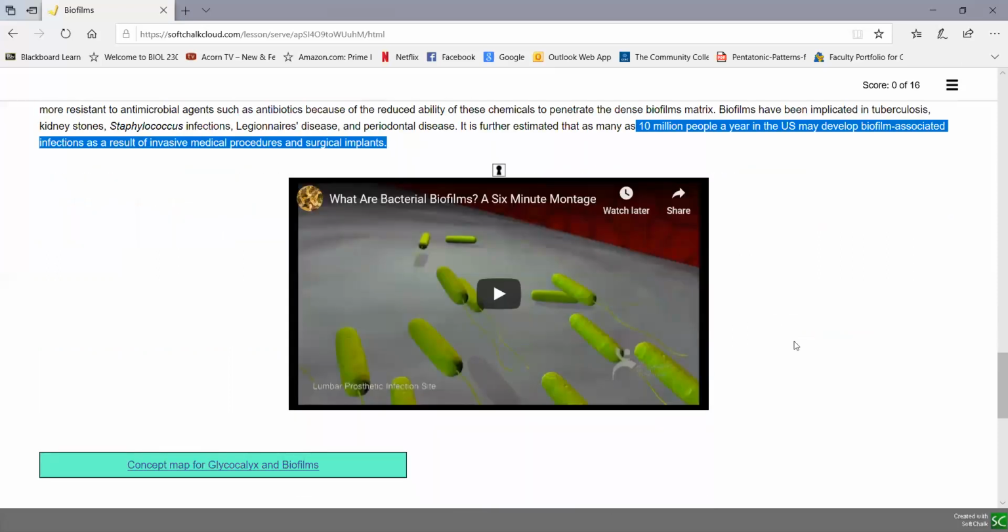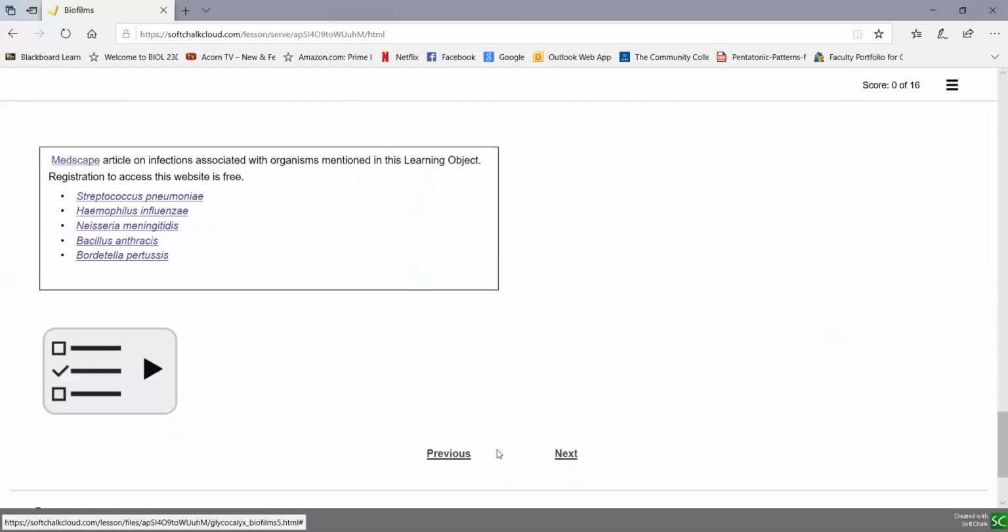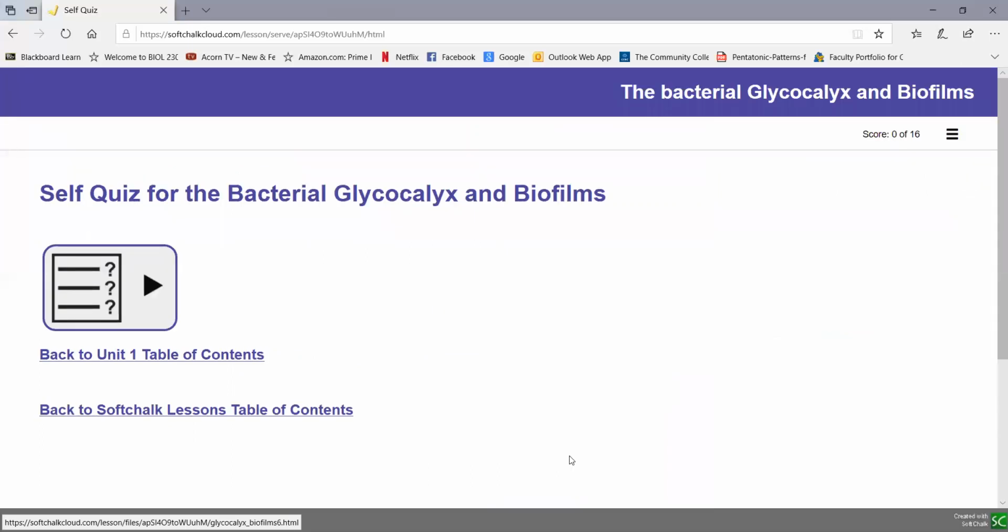And there's a little movie there you can watch from YouTube on bacteria forming biofilms if you'd like to do that. And a little self-check you can do on biofilms. So that is our SoftChalk lesson on the Bacterial Glycocalyx, which includes capsules and eventually their formation of biofilms. And here's a self-quiz covering the whole SoftChalk lesson that you can do.